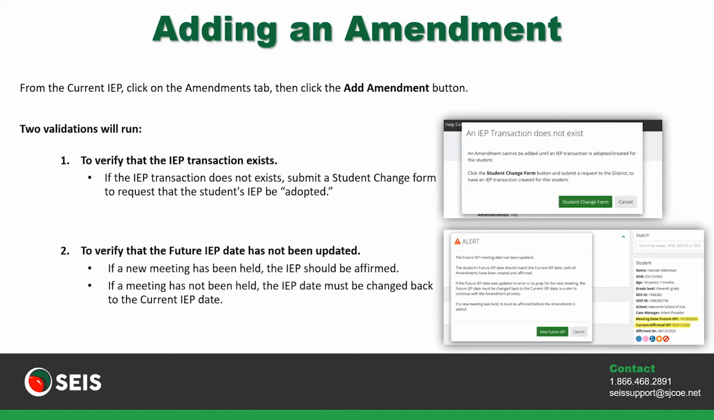So if the transaction does not exist in the district, the student just transferred in, but your district has not adopted that IEP yet, you're going to get an alert saying you cannot add an amendment until that IEP transaction has been adopted.